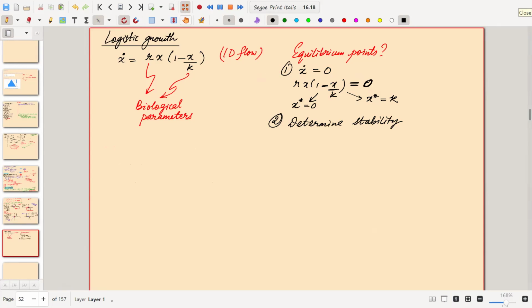So can you say this is x dot equals f of x? What is f of x? F of x is nothing but r into x into 1 minus x by k. So what is f prime of x? That is a derivative. Can you differentiate it? It is r minus 2 r x by k, isn't it? Agree to this or no?